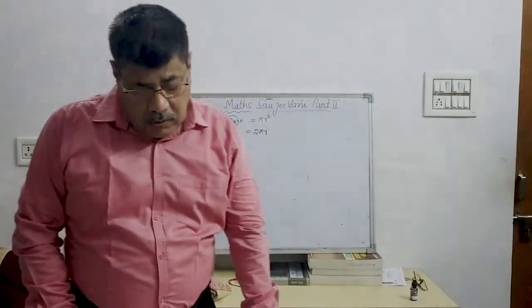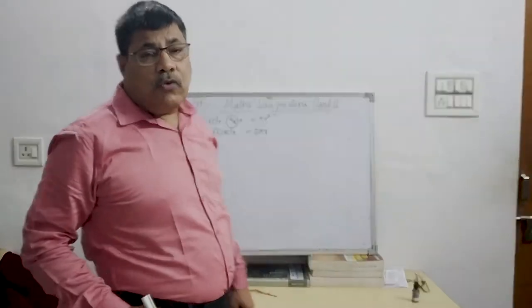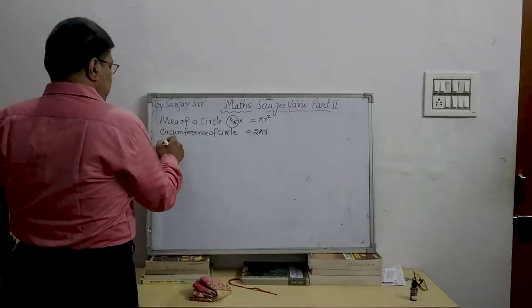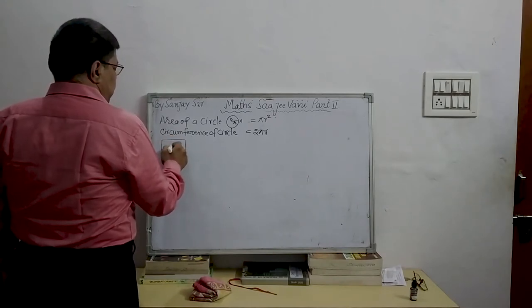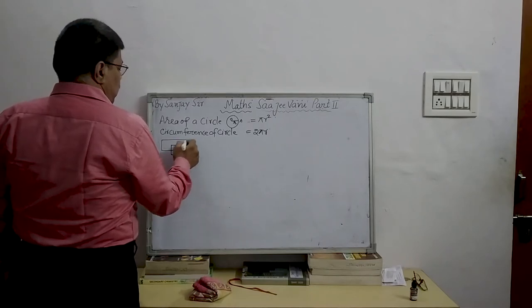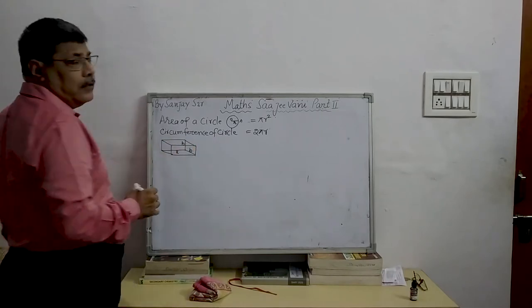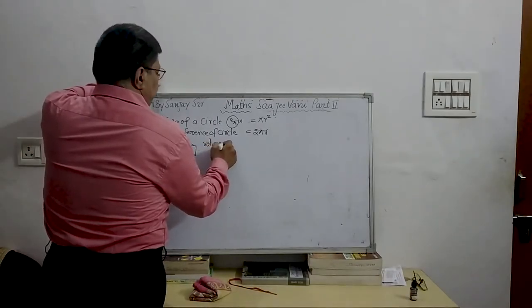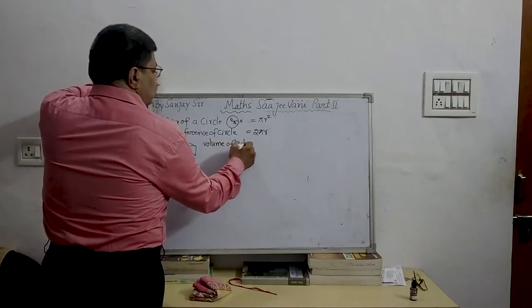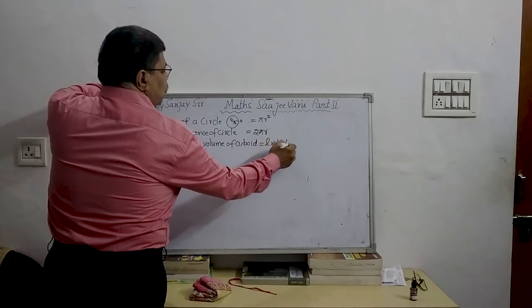Now the area of a cuboid. Volume and surface area of a cuboid. First, cuboid. You know how to make the cuboid. This is a rectangle, another rectangle. Okay, length, breadth, height. So volume of a cuboid is equal to L into B into H.